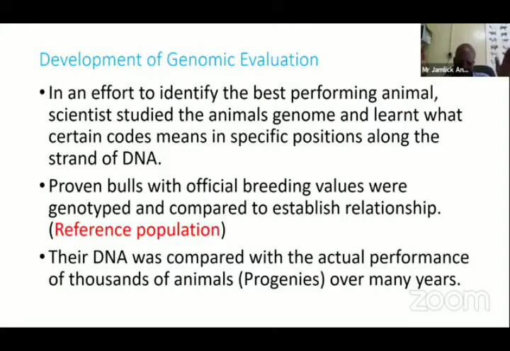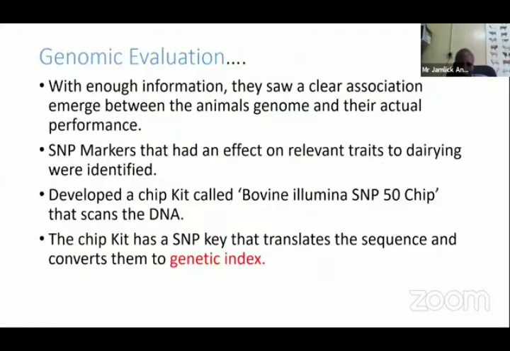And therefore, they used proven bulls with official breeding values, genotyped them, and compared the two so as to establish the relationship between the DNA of a particular good bull, which has good progeny tested results, and its performance. The DNA was compared with the actual performance of thousands of progeny over many years, and they found there was a relationship. With enough information, they realized there was a relationship between some markers at particular points around the DNA. So they made SNP markers of those relevant traits for dairying only, and they developed a chip kit.